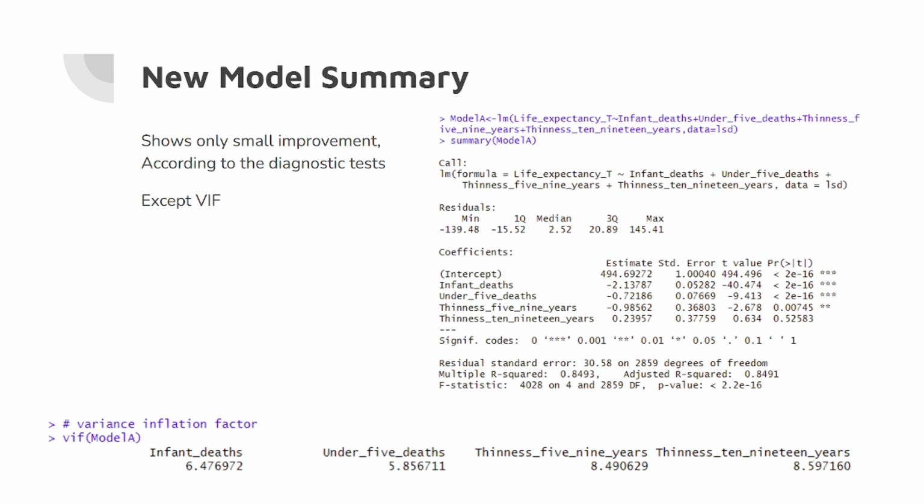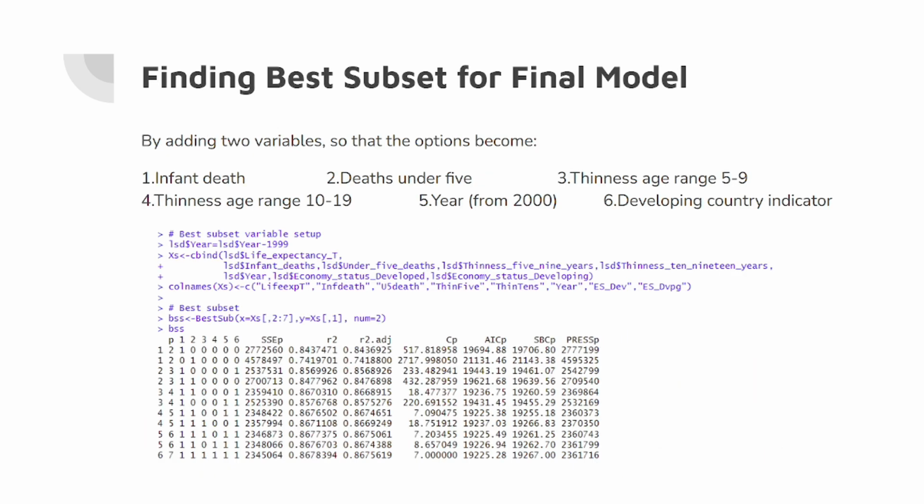It shows a small improvement according to the diagnostic tests that I've done, except the variance inflation factor, which for both death rates is lower than 10, lightening the issue of multicollinearity. Then we're here to find the best subset for the final model. Added two variables, the year variable, such that the year 2000 would have the value of 1 all the way to 2015. And then there's another variable, which is the indicator one for a developing country.